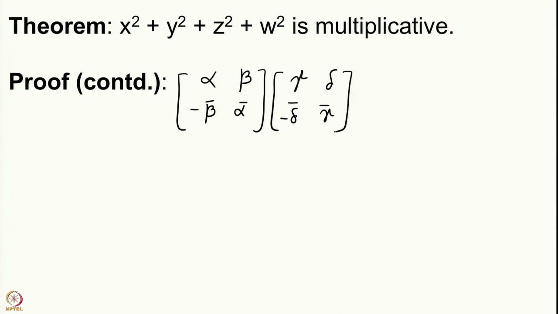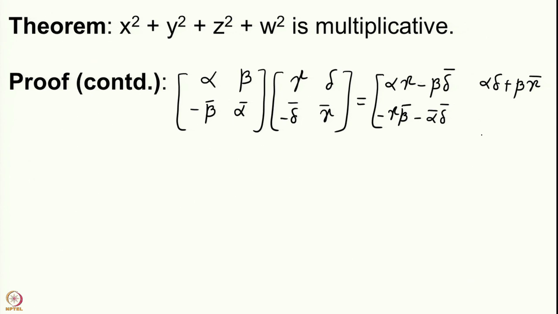We will simply compute this product of matrices. We get it to be alpha gamma minus beta delta bar, alpha delta plus beta gamma bar, and minus gamma beta bar minus alpha bar delta bar, minus delta beta bar plus alpha bar gamma bar.